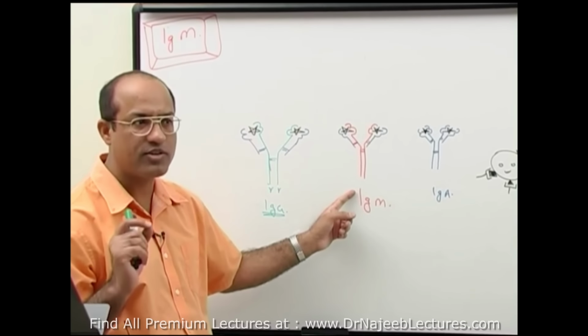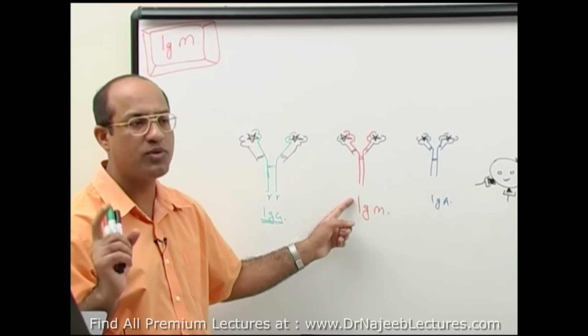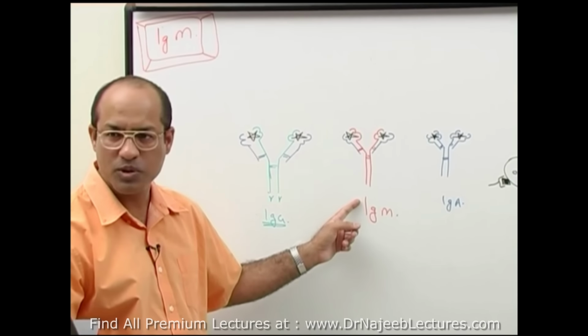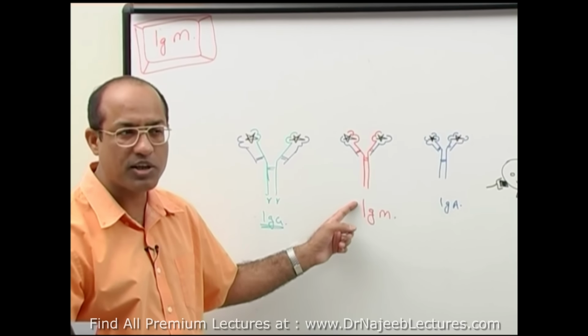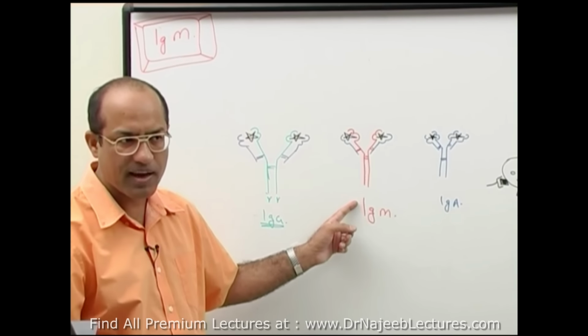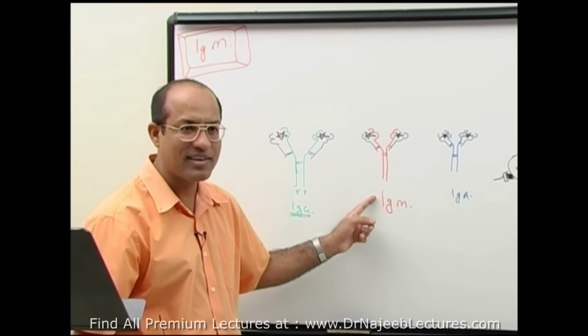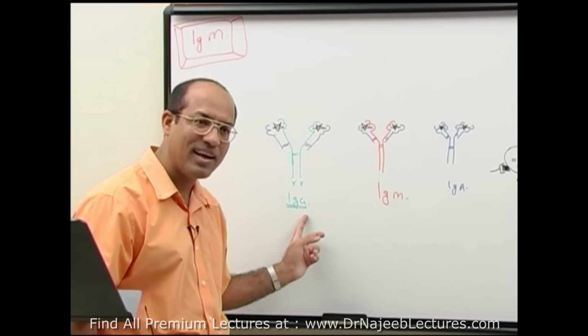Usually when an antigen enters your body for the first time, when plasma cells are making antibody on first exposure, they use which heavy chain? Mu. Because they are using the mu heavy chain, the antibody class which is initially synthesized against the antigen is IgM. But later on class switching occurs. The same plasma cell may start producing IgG.